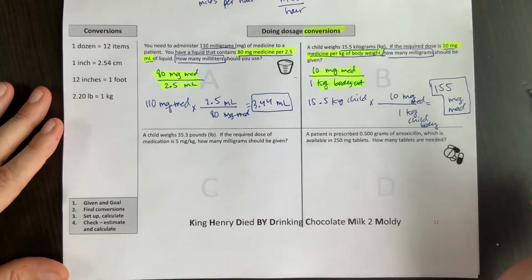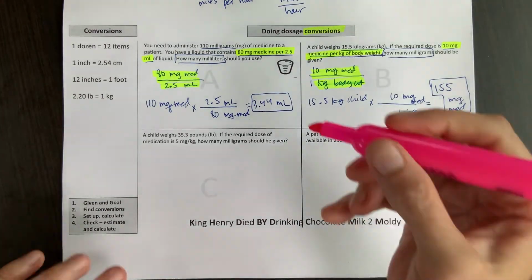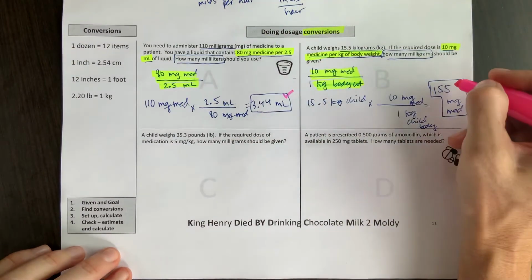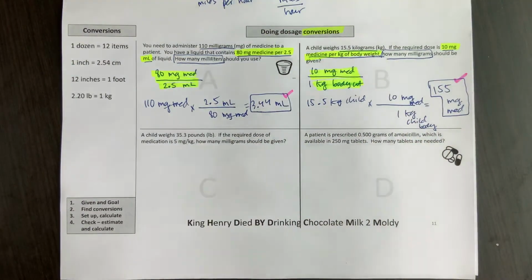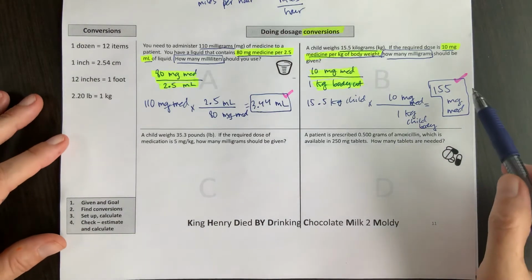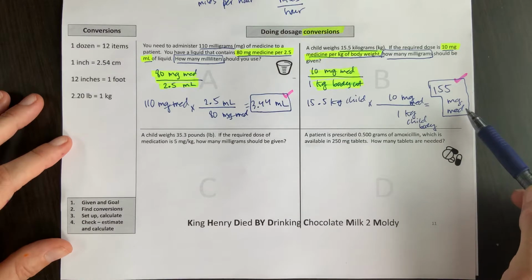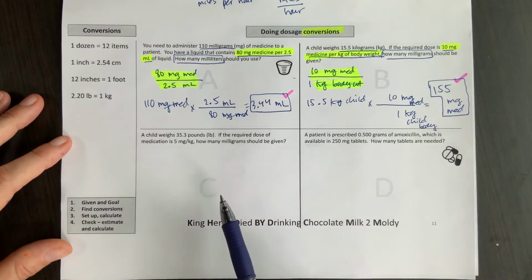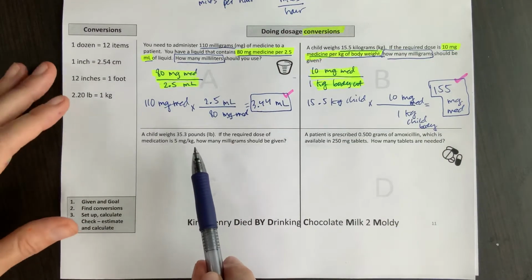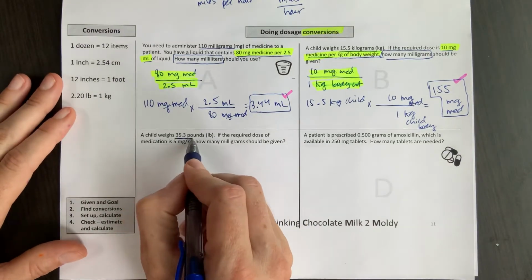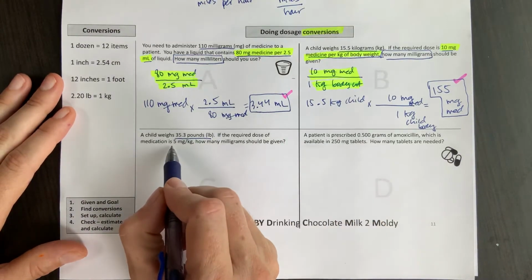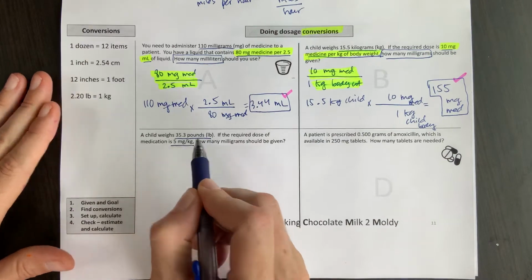And again, ballpark, check, right? I haven't been writing my checks, but 3 mils seemed reasonable. 100 milligrams seems reasonable if I know my dosages for Tylenol and ibuprofen and stuff like that at home. So that would be my answer there, okay? Next one down. A child weighs 35.3 pounds. Required dose is 5 milligrams per kilogram.